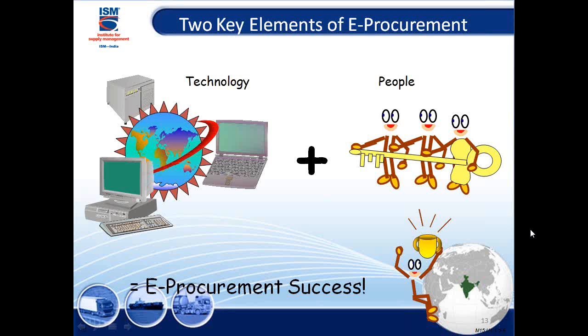So E-procurement success does not come with only one thing. It's a combination of the right technology and the right people. That's how you get the success.